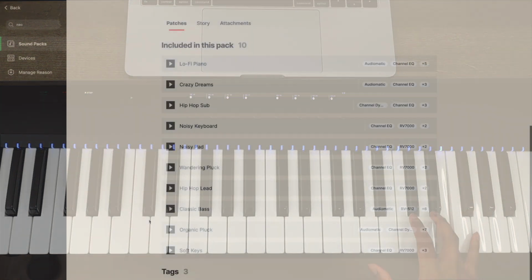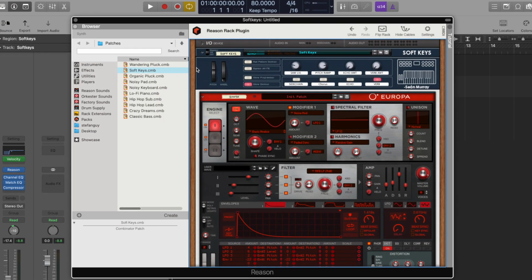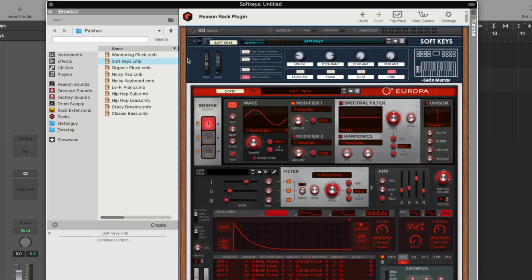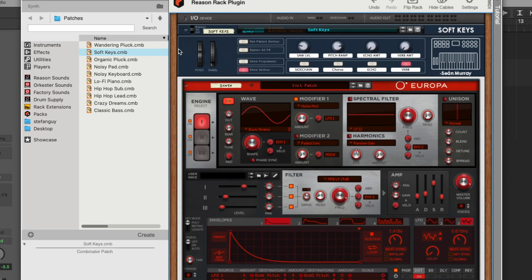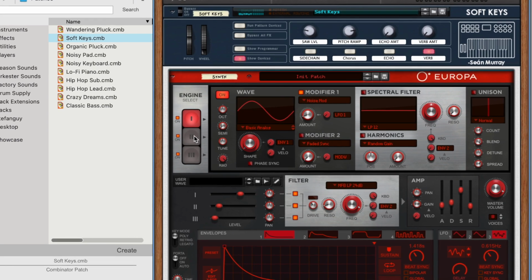Okay, so we have our chords and our melody. Let's see what else Sean Murray and Reason Plus has to offer. This next sound is perfect to sit underneath our piano. It almost sounds like vocals when played in a chord. This patch uses the Europa synth as its sound source, and this particular sound that Sean Murray has made uses sine waves, which gives it its round and pure tone.